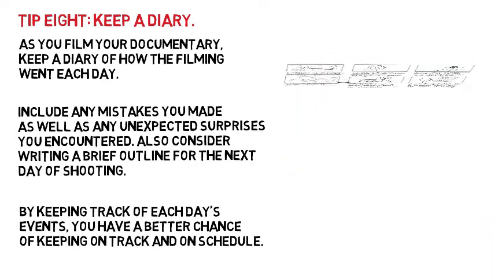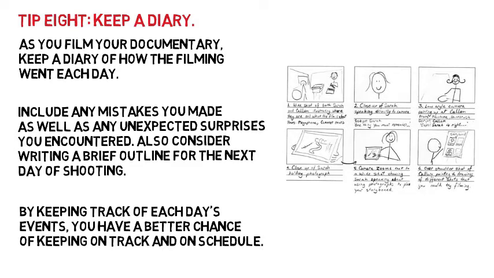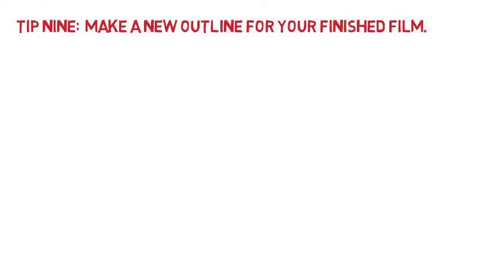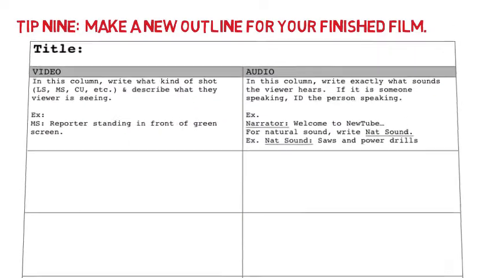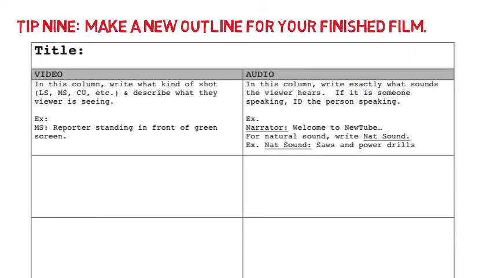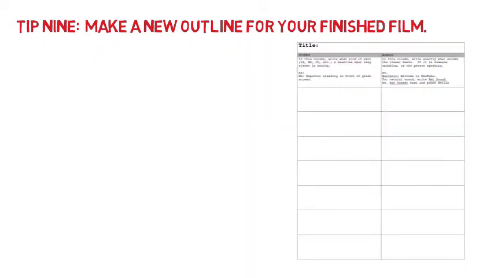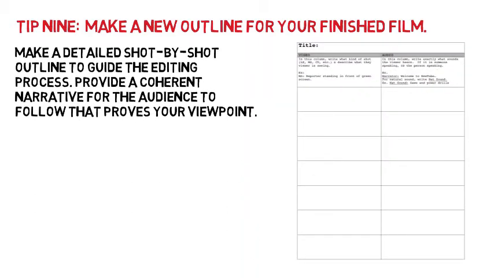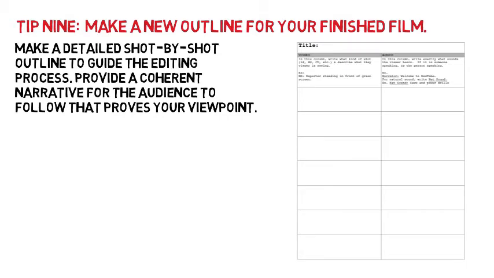Once finished, do a paper storyboard of your footage and make notes of shots to keep and others to discard. Tip 9. Make a new outline for your finished film. Now that you've collected all the footage for your documentary, you need to organize it in an order that is interesting, coherent, and will keep the viewer's attention. Make a detailed shot-by-shot outline to guide the editing process. Provide a coherent narrative for the audience to follow that proves your viewpoint.